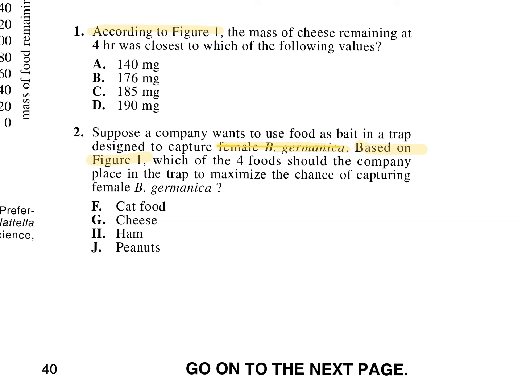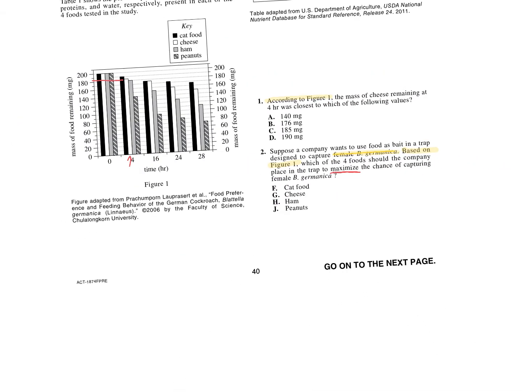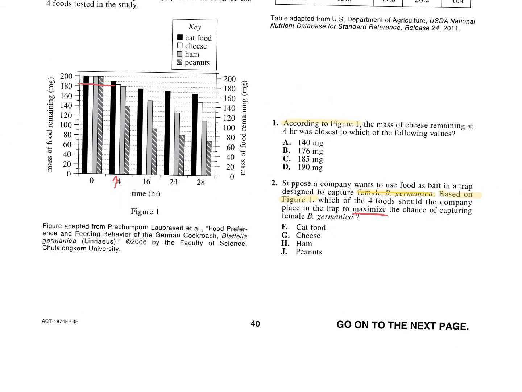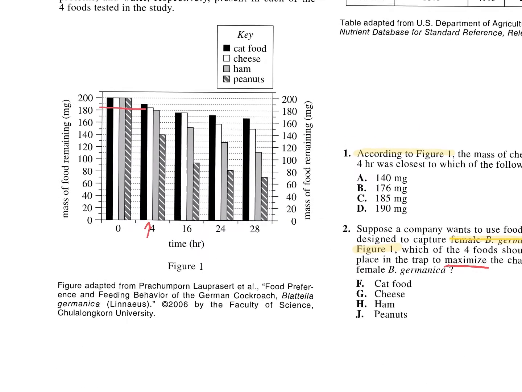Something else here that is helpful is this word right here, maximize, okay? What's maximize mean? Get the most, okay? Look for words like that, the most, the least, the fewest, whatever the key words are. So in this particular case, it says we're wanting to trap these cockroaches. Which food is going to maximize our opportunity to catch them?